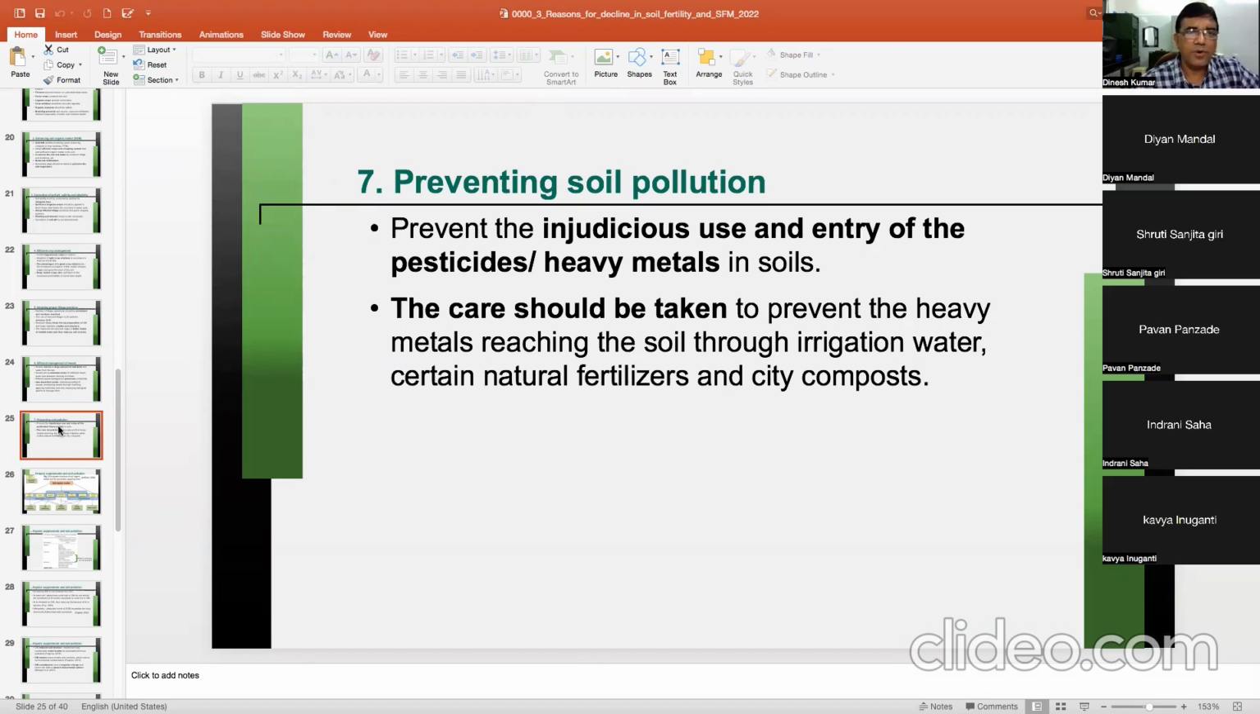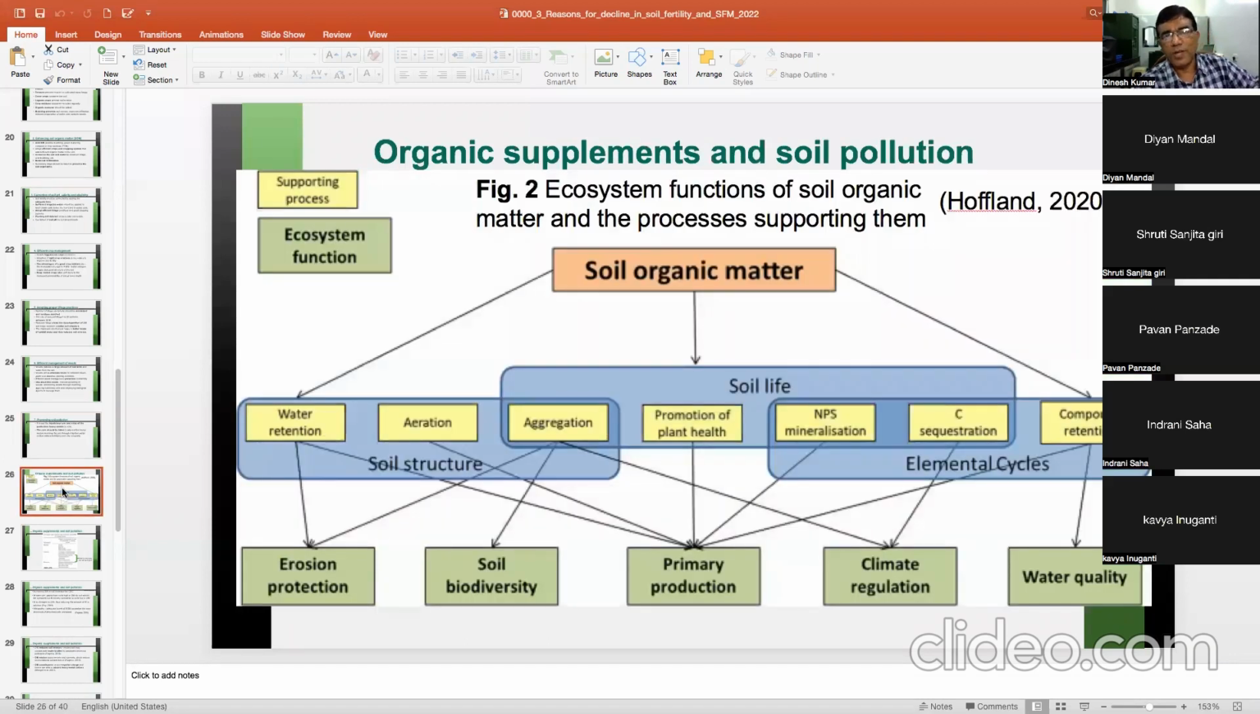Now you can see how organic matter can be helpful in preventing soil pollution. In the next 2-3 slides, you will see the role of organic matter in preventing soil pollution. Sorry, it is not soil erosion, it is soil pollution. The organic supplements and soil pollution, you can see. This figure tells you the ecosystem function of soil organic matter and the processes supporting them.